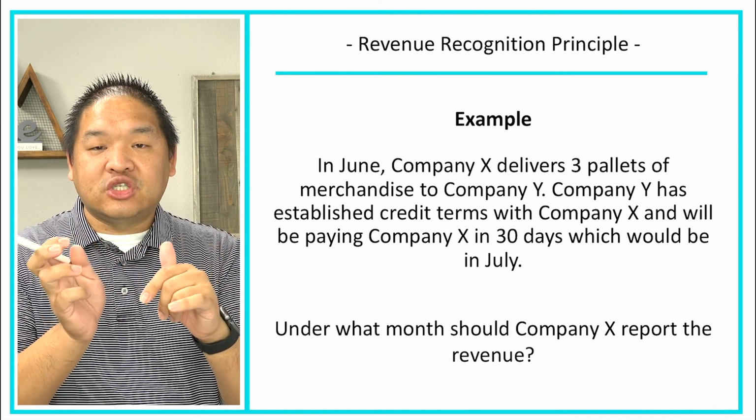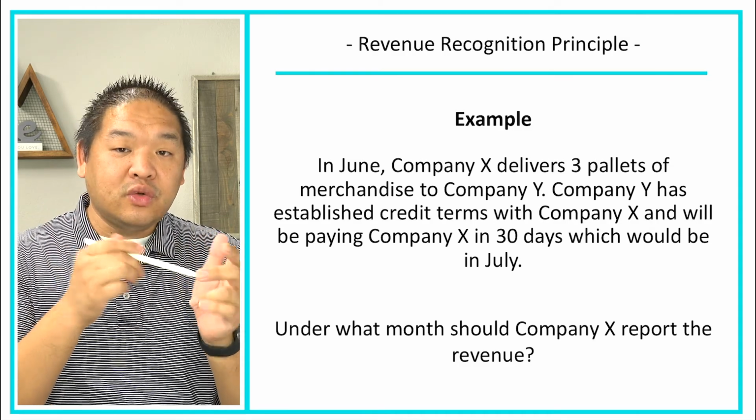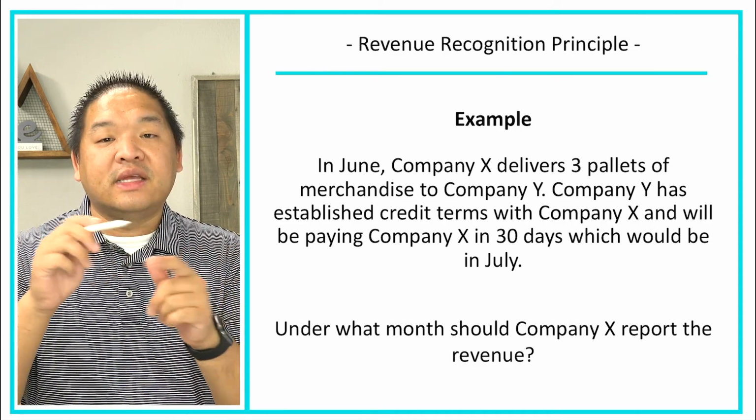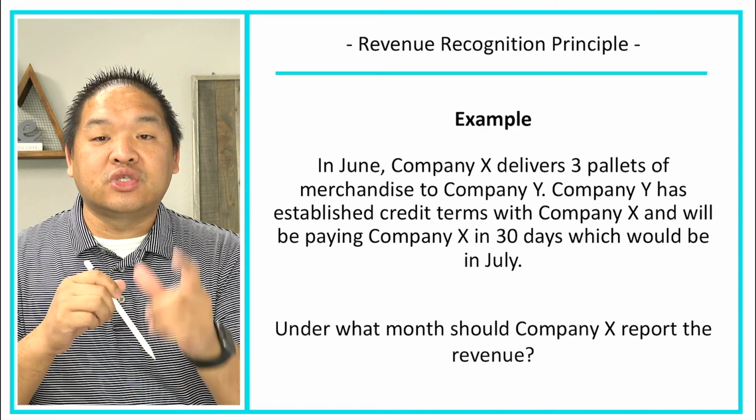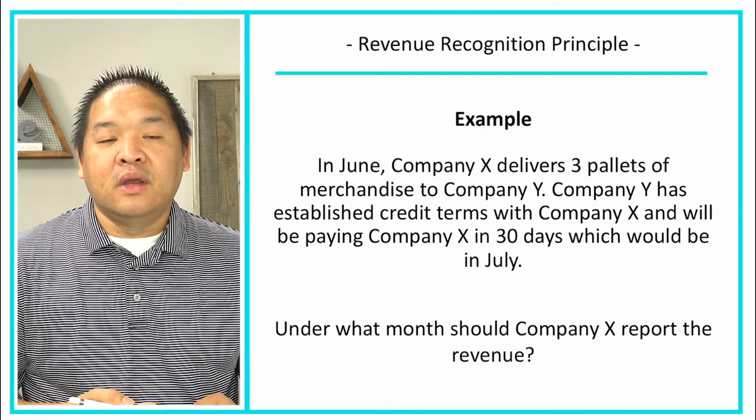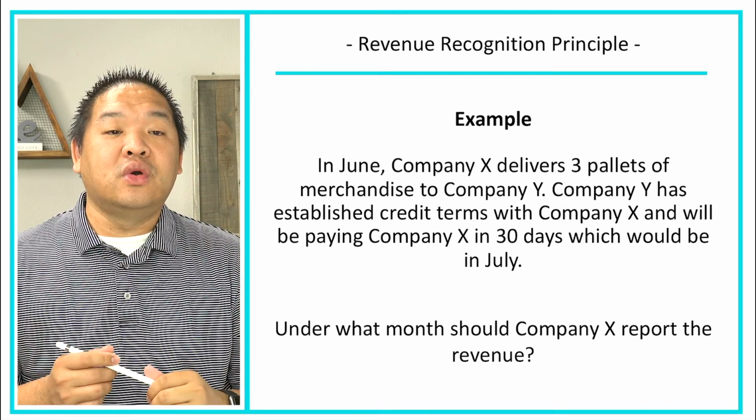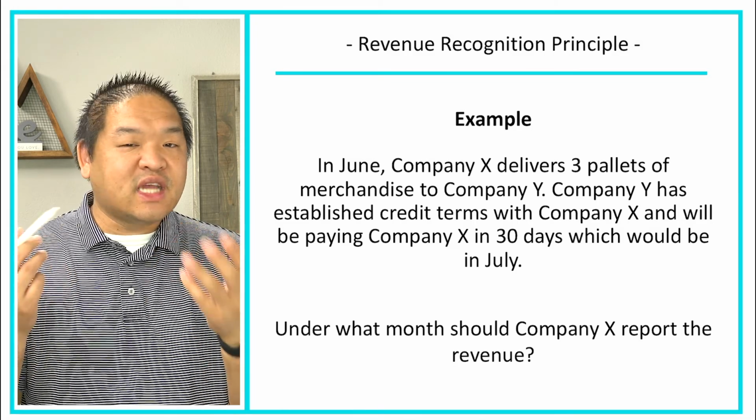Therefore, when did the exchange happen? When did company X earn that revenue? They earned it when they delivered the pallets. They delivered the pallets in June, so we're going to book the revenue in June. So the journal entry for that might be a debit to accounts receivable and a credit to revenues or sales.